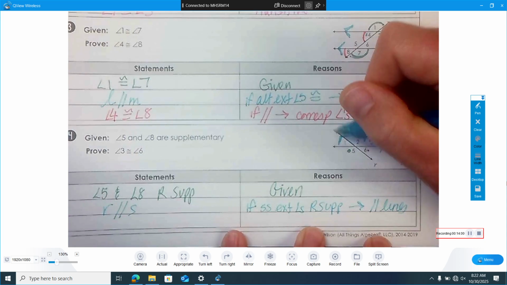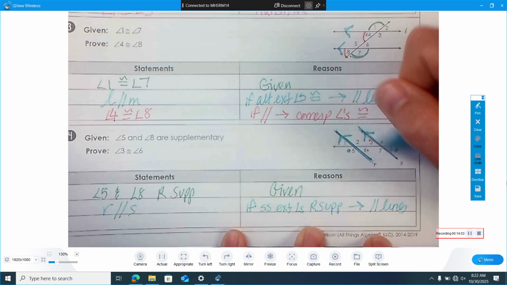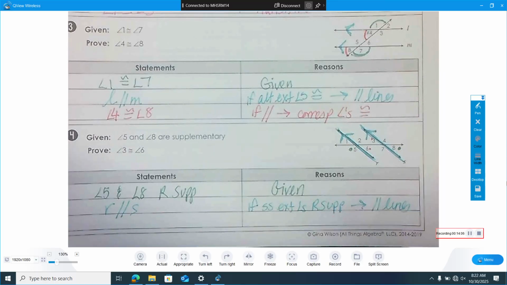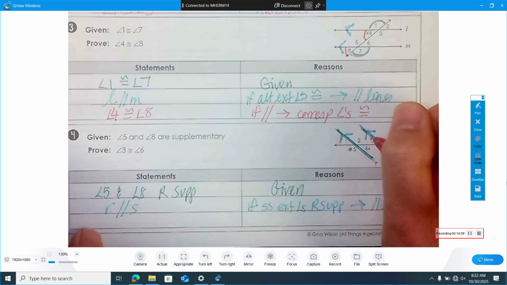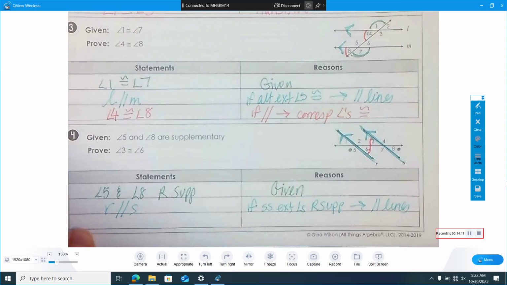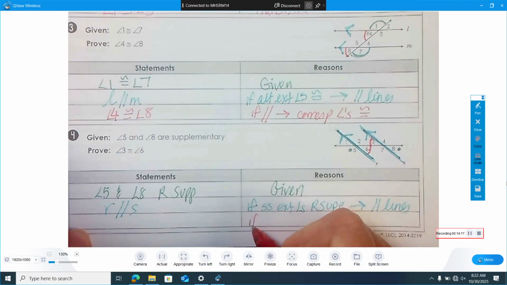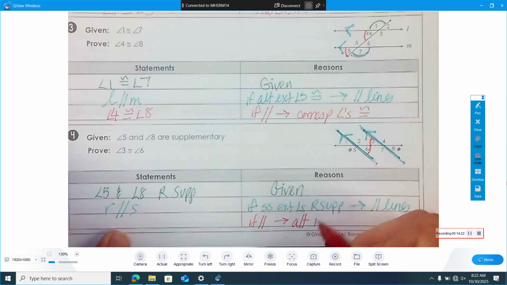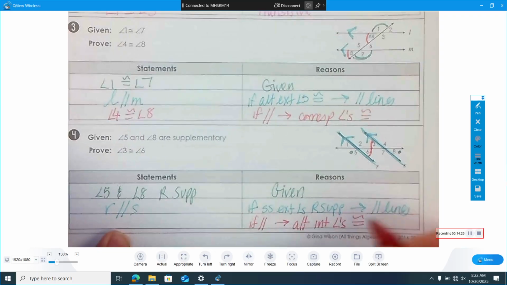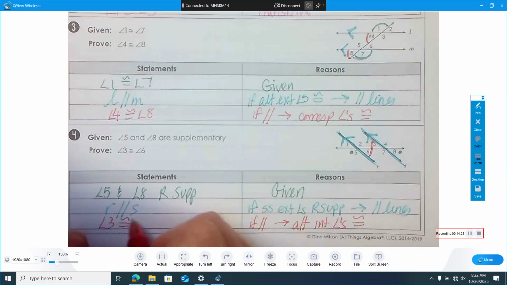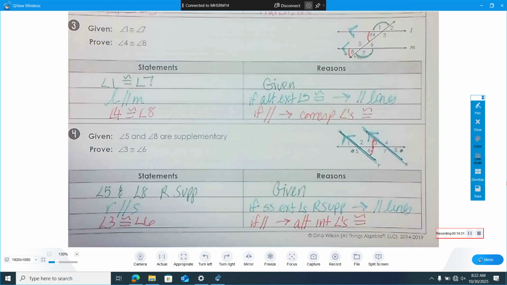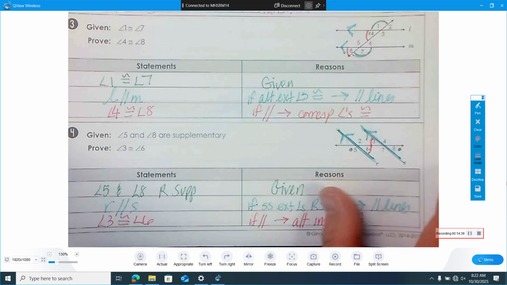All right, so now I've got these two parallel lines right here. Now tell me about angle 3 and angle 6. Alternate interior, good. And because we have parallel lines, what do we know? Alternate interior angles are congruent. So angle 3 is definitely congruent to angle 6. Okay? Good? Cool.